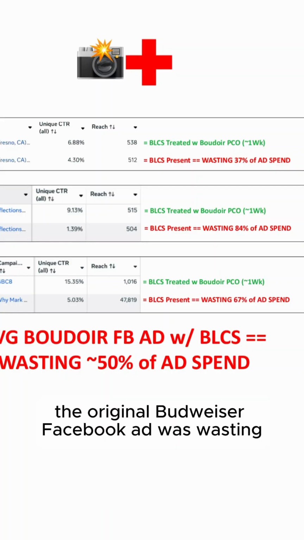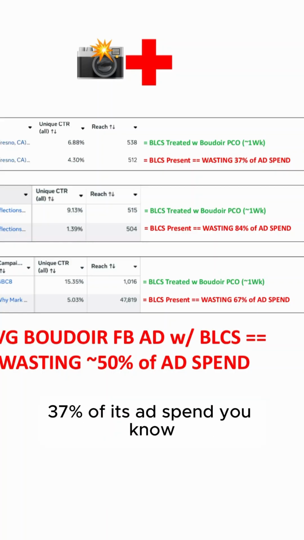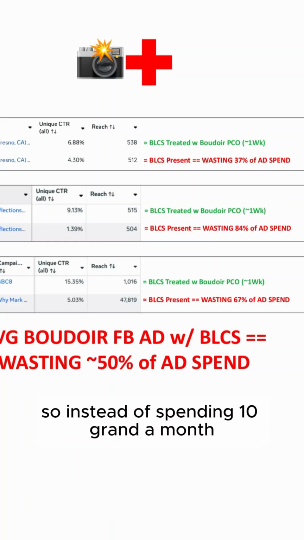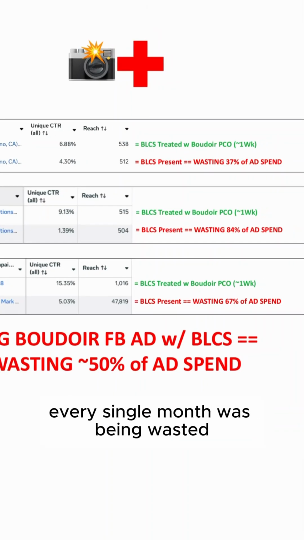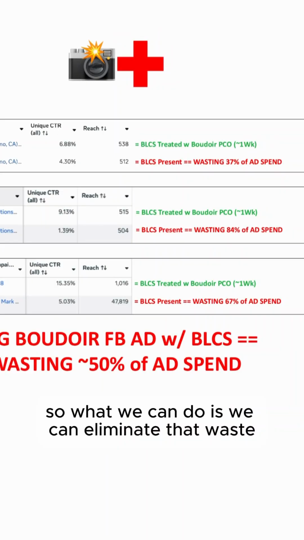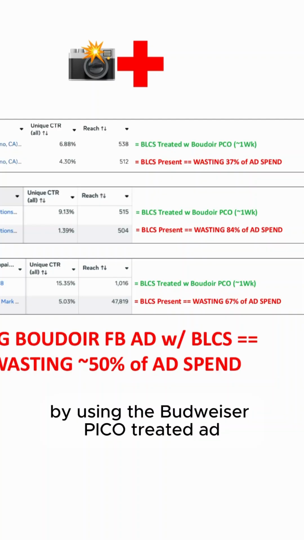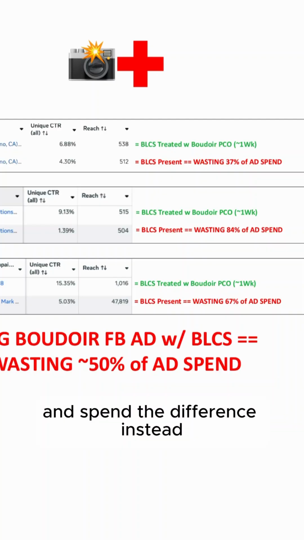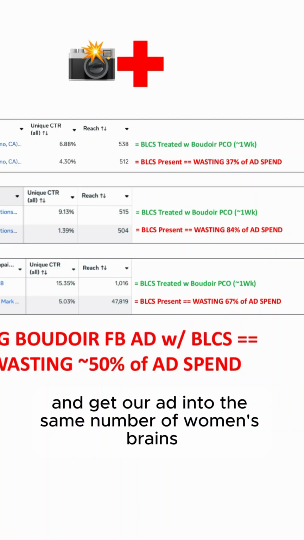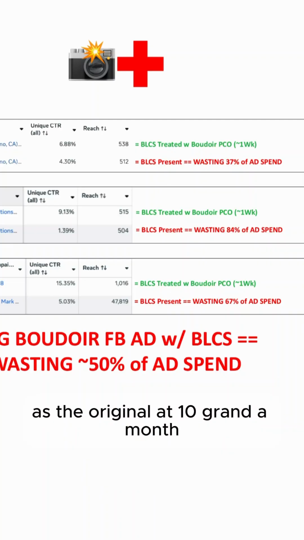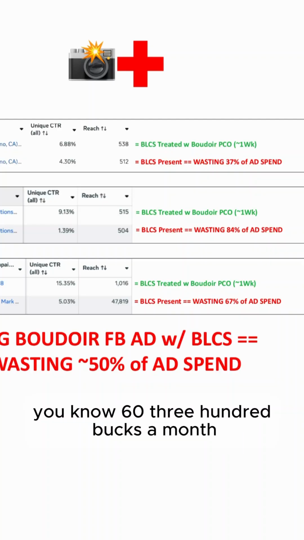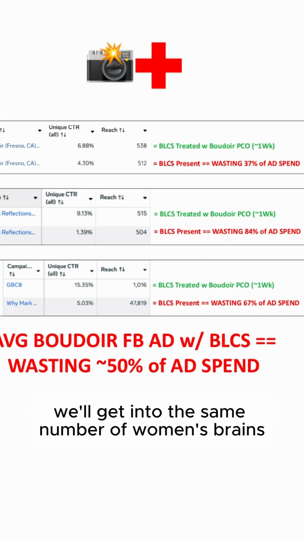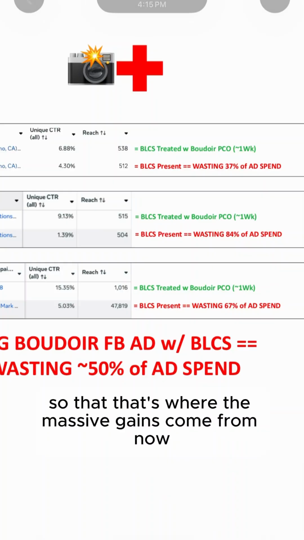So we actually found out the original Boudoir Facebook ad was wasting 37% of its ad spend. So instead of spending 10 grand a month on their Boudoir Facebook ads, $3,700 every single month was being wasted. So what we can do is eliminate that waste by using the Boudoir Pico treated ad and spend the difference instead and get our ad into the same number of women's brains as the original at 10 grand a month. So Boudoir Pico at, what would this be, $6,300 a month, we'll get into the same number of women's brains as the original at 10 grand a month. So that's where the massive gains come from.